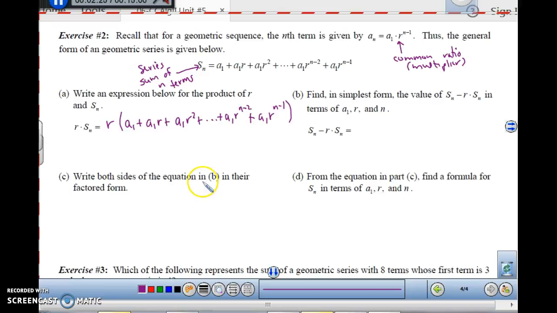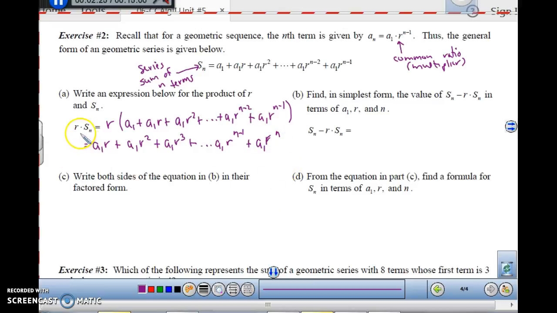Now if I multiply these together, I end up with a1r, I'm distributing, plus a1r squared plus a1r cubed plus dot, dot, dot a1r to the n minus 1 plus a1r to the n.